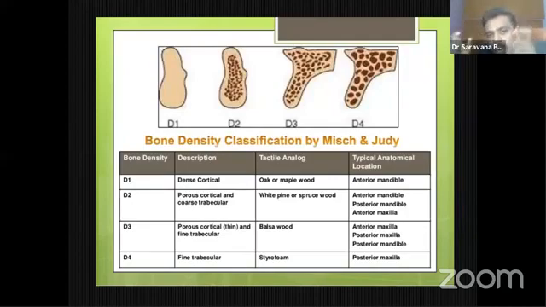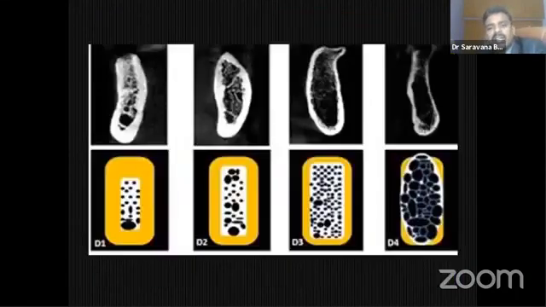D2 has thick outer cortical bone and dense internal trabecular bone. D3 has thick outer cortical bone and coarse inner trabecular bone. The inner trabecular bone will be here and there. That is D3. D4 has thin outer cortical bone, and the trabecular bone density is also porous. That is inner, here and there. Okay, this is D1, D2, D3 and D4.